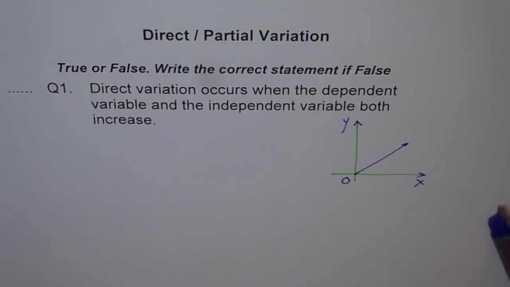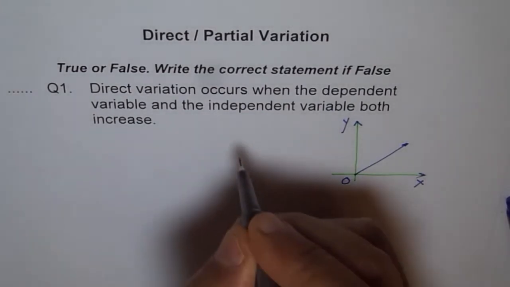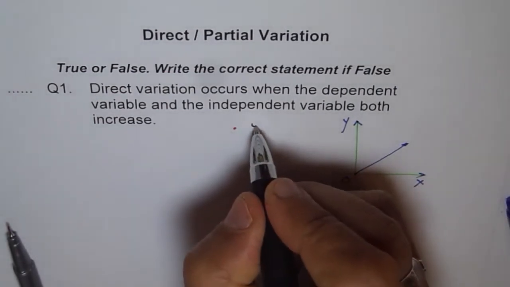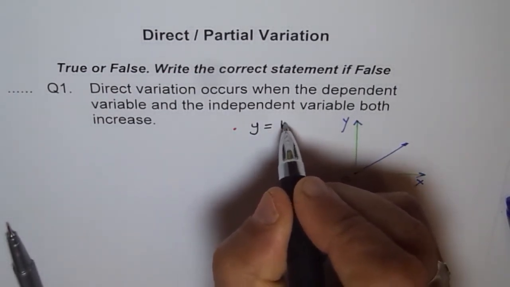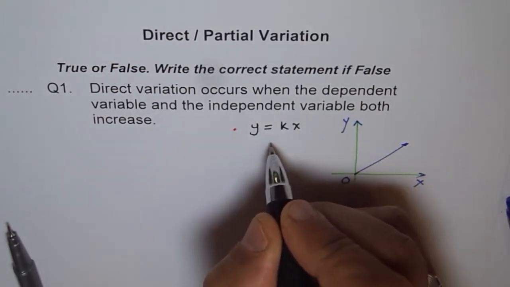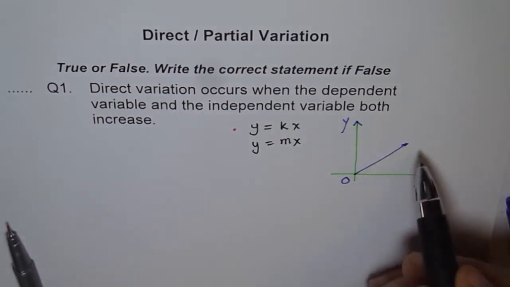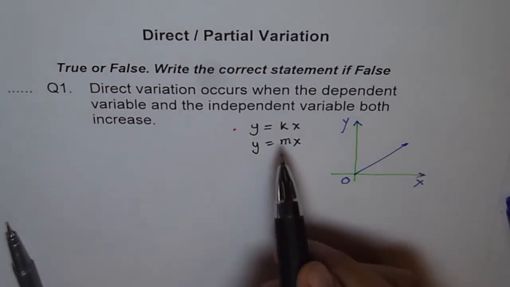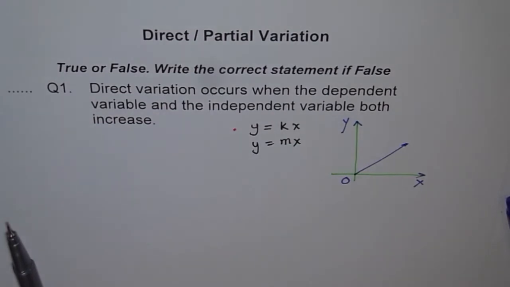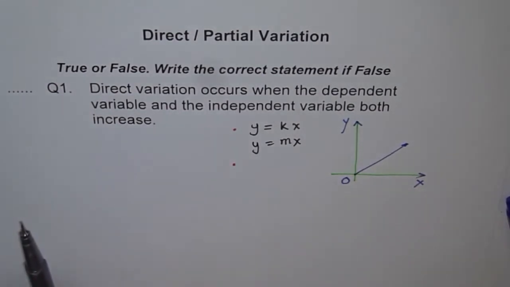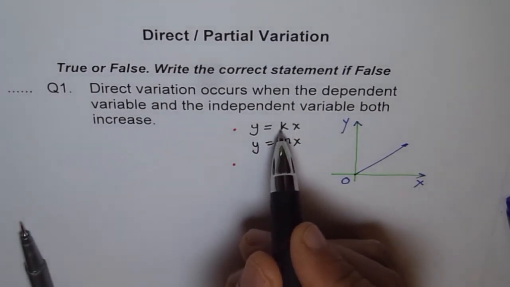Direct variation will have characteristics like these. Always make a note of these. First, it can be represented by a line y equals kx, or we can say y equals mx, where m is the slope of the line. When we use y equals kx, we are talking about a constant. What I really mean by that constant is, let me write it in a different way: if I divide y by x, I get that constant.